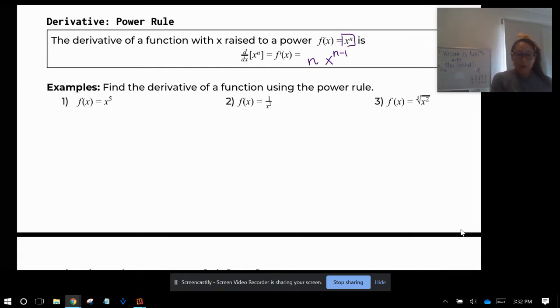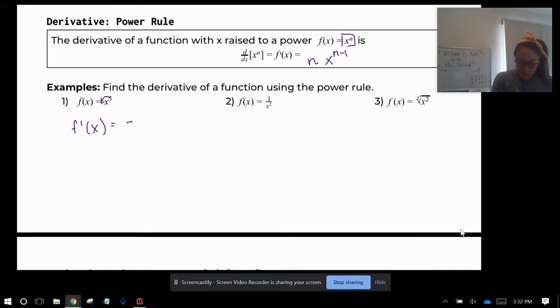For a fifth degree polynomial, x to the fifth power, we say f prime of x is equal to, we bring the 5 down so it becomes a multiplier, 5x to the fourth power. A fifth degree polynomial will have a rate of change that is a fourth degree polynomial.